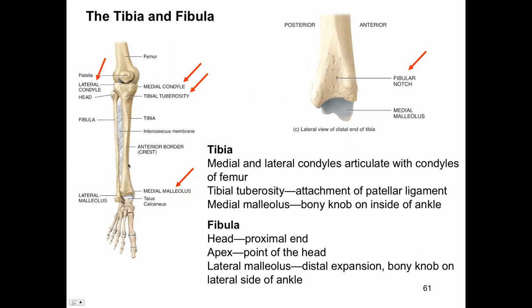Here's the anterior crest of the tibia. This is the sharp bone here that gets scratched easily if you rub your leg on something. And that's because of this crest here. Trying to think of anything else.